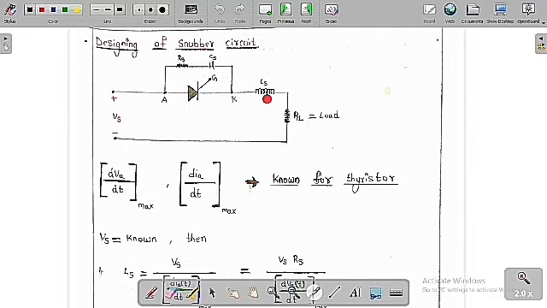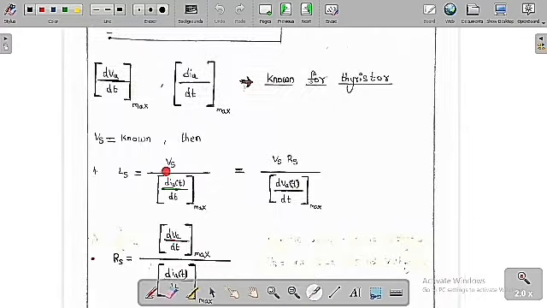Let me assume this is the load and this is the Ls inductance. This is the supply voltage Vs. Here the maximum value of dVA by dt and the maximum value of dIA by dt are known for a thyristor, meaning they are already given for a particular thyristor. Vs we also know. So now we have to calculate the value of Rs, Cs and the remaining things.